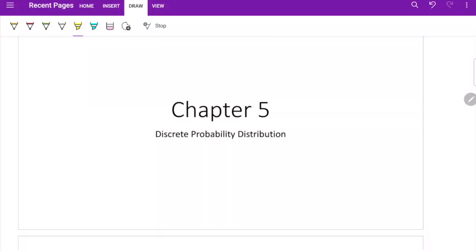Okay, this is chapter 5. After we finished chapter 4, which specifically talked about probability rules, now we have to go more in depth and speak about probability distributions. Chapter 5 is designed to cover one type of probability distribution, which is the discrete probability distribution. We will be discussing what is meant by probability distribution, what is meant by discrete, etc.